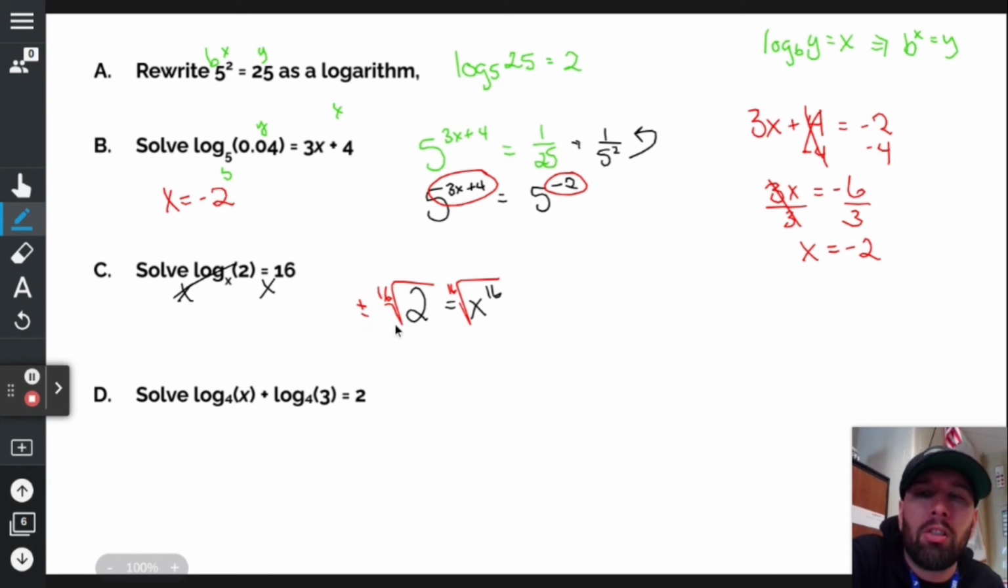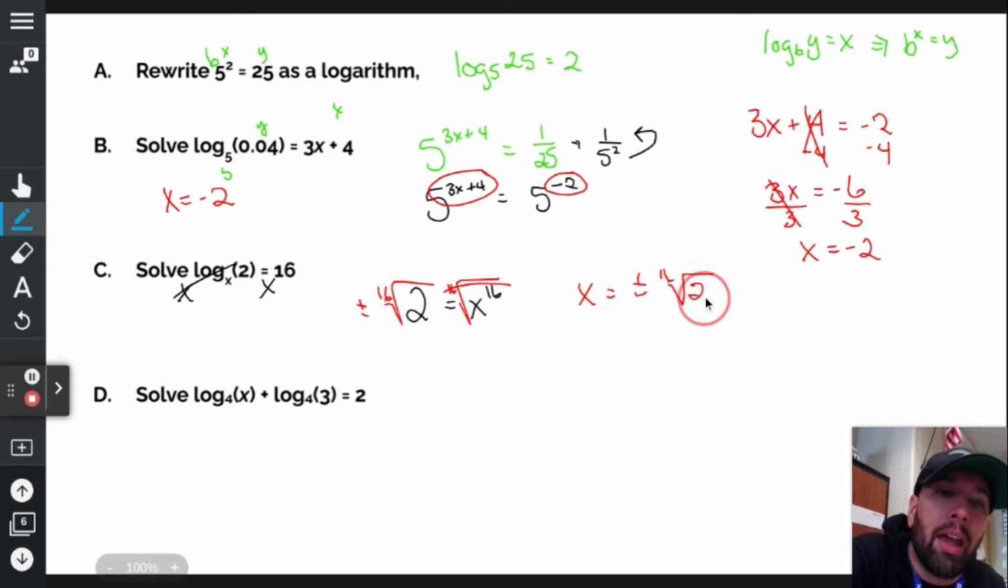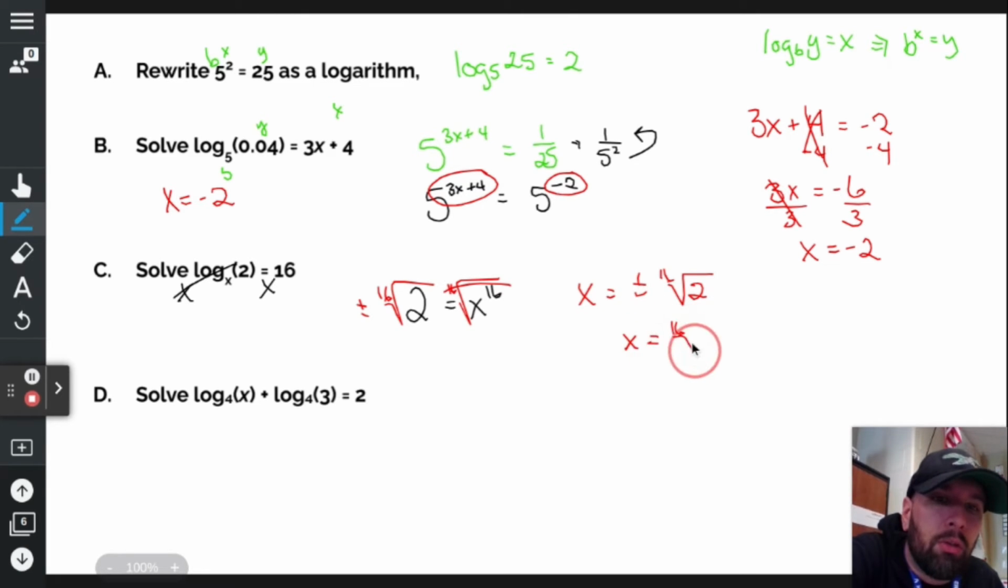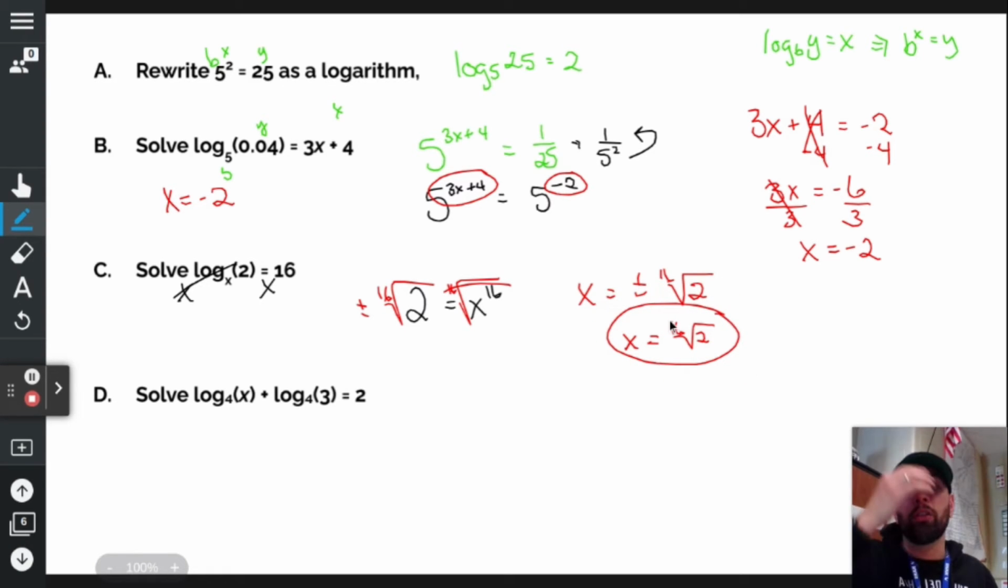When you take the 16th root or an even root, you have a plus or minus thing going on. So you're going to have x equals the positive or negative 16th root of 2, whatever that is. The issue is I can't have a negative base. So I'm only going to care about the positive part. x equals the positive 16th root of 2. So stupid typo by me. Probably the first of many. All right.